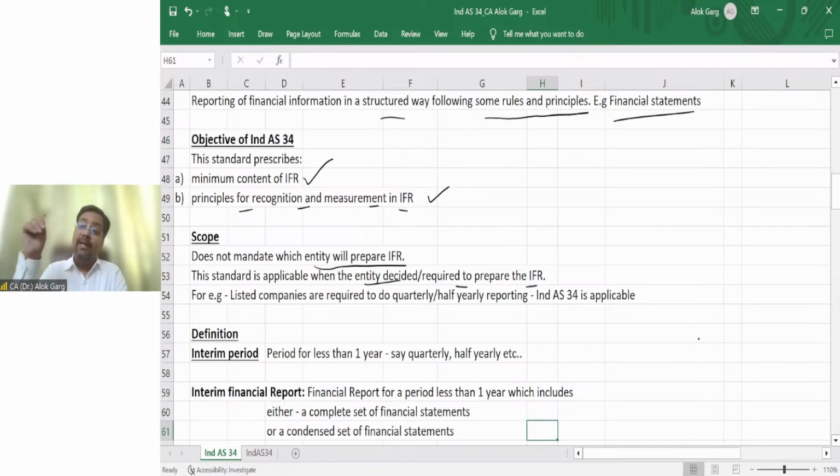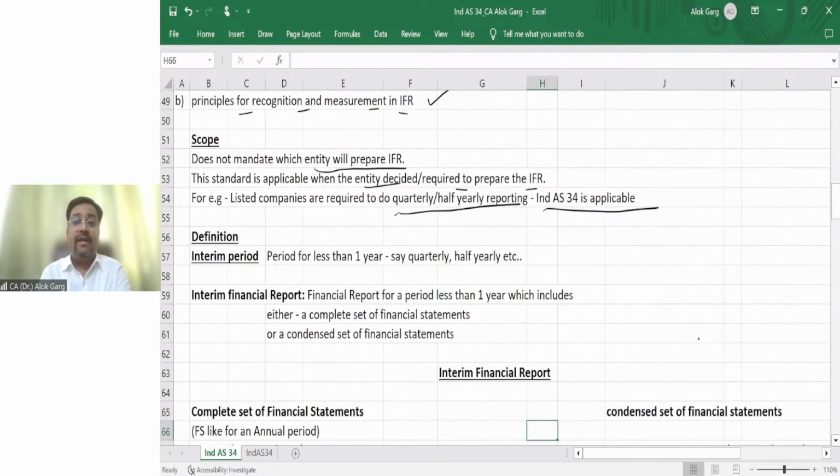Or the company is required to prepare the interim financial reporting. For example, listed companies are required to do half yearly and quarterly reporting. In that case, Ind AS 34 will be applicable. Is that clear? Now the third part is definition. Interim period means periods less than 1 year, say quarterly, half yearly, 9 months.